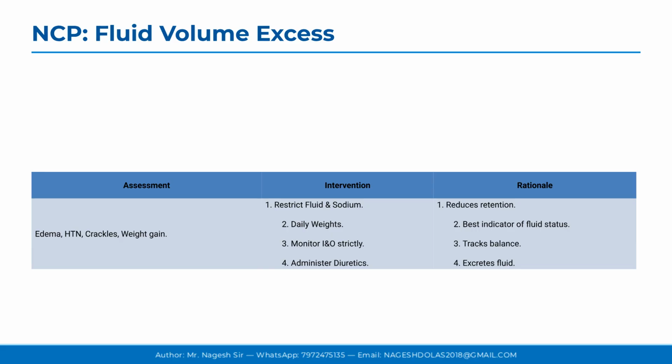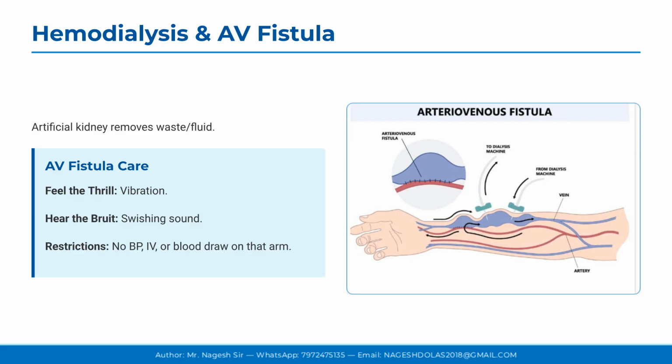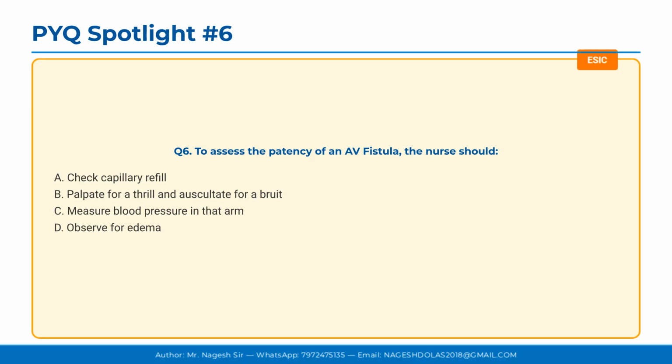For nursing care plans, addressing fluid volume excess is crucial in renal failure patients, often involving fluid and sodium restriction and monitoring input and output. Hemodialysis uses an artificial kidney to filter waste. For AV fistula care, always feel for the thrill and hear the bruit. Never take blood pressure, start IVs, or draw blood from the access arm.